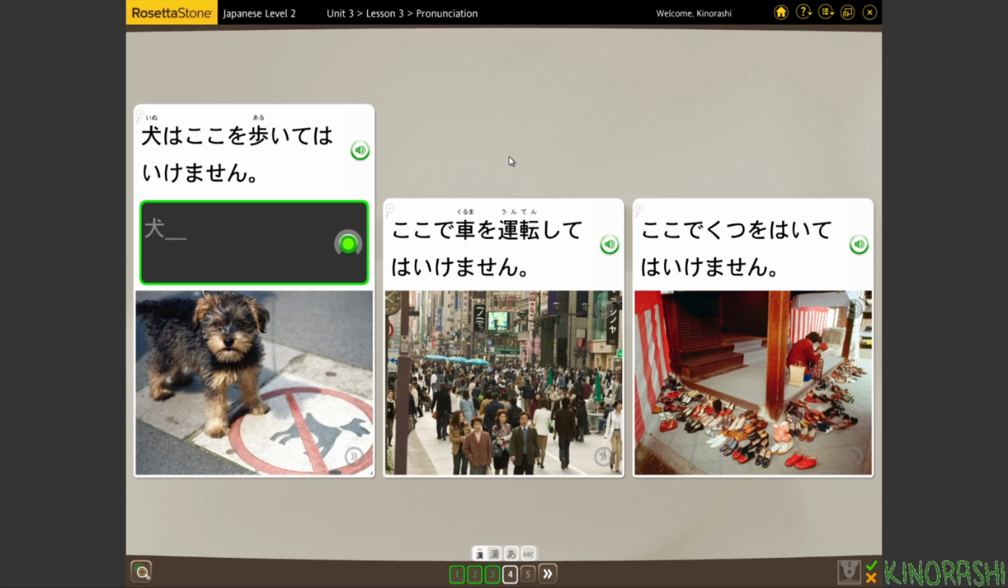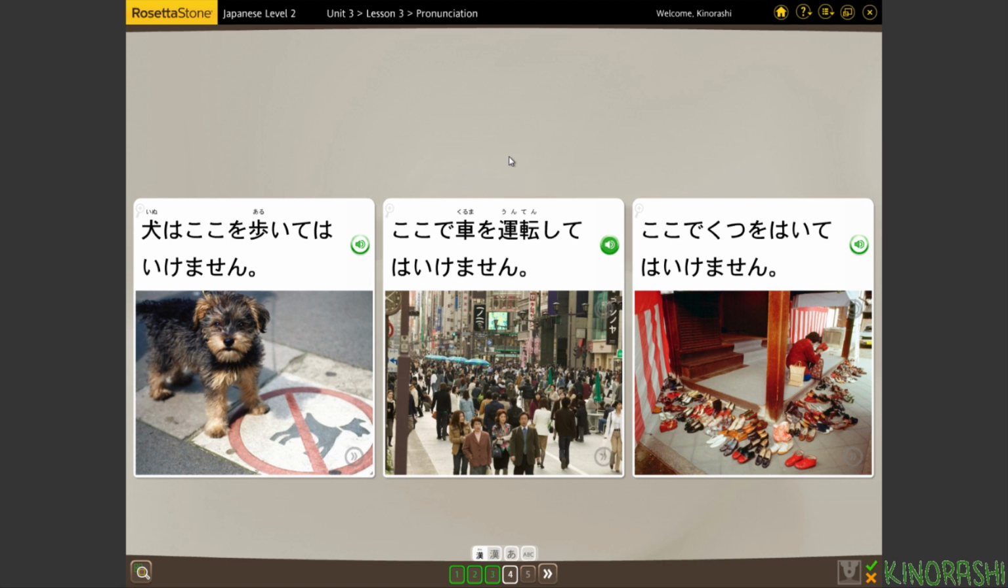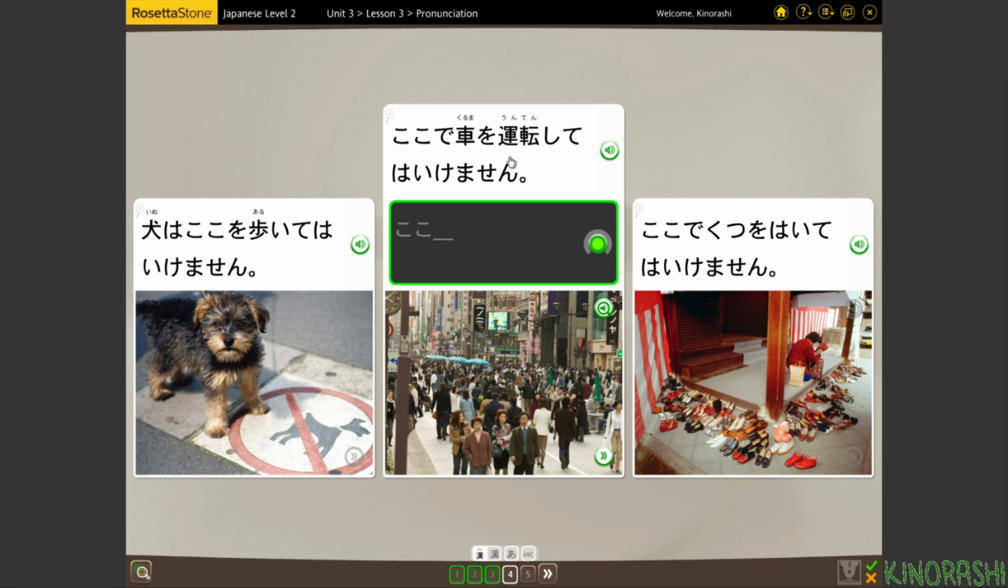Actually, koko, this is a location, so it's an action at a location, hence de, okay?